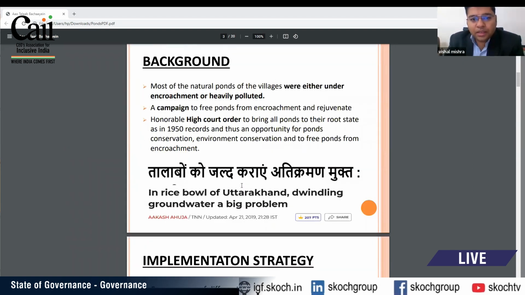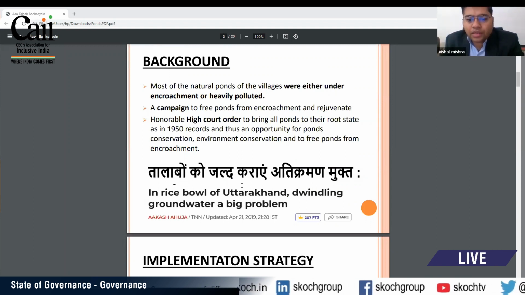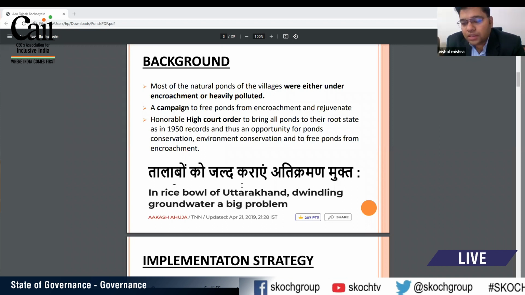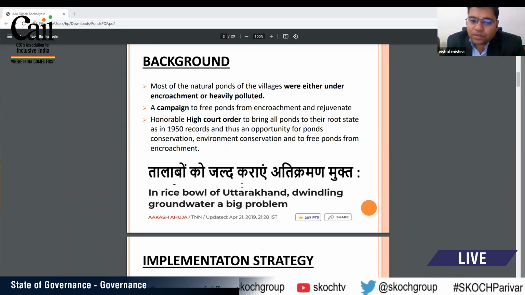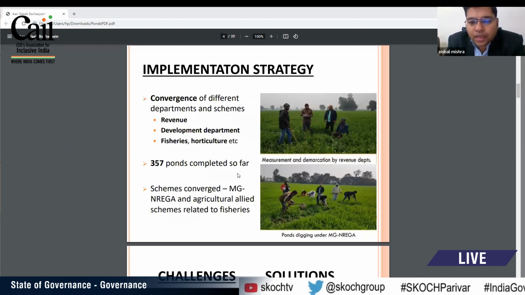So background, as I shared earlier, our campaign is to protect the ponds, to make these ponds free from encroachment. We as a team started working in district Udham Singh Nagar, and every government department was part of this team, and it was a very big challenge, sir.